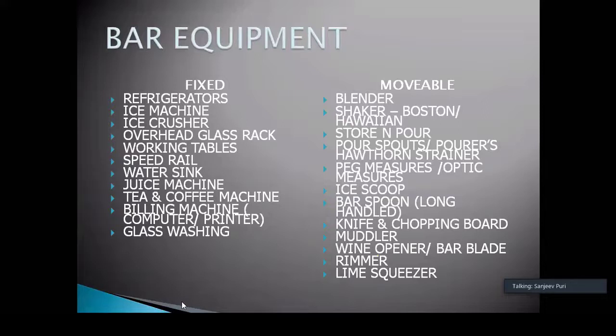Of course, the billing machine, the point of sales, and the glass washing. The glass washing machine normally is in the back area of the bar, and if the crowd is too much, then the glass washing is done on a frequent and regular basis. But if only one or two glasses are there, then they will be washed by the bartender himself.